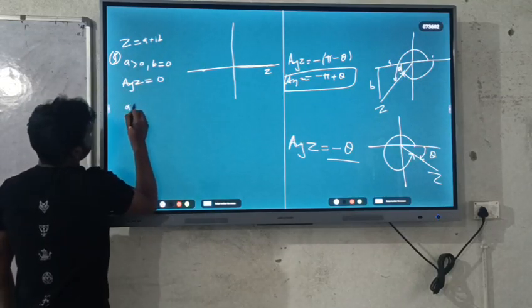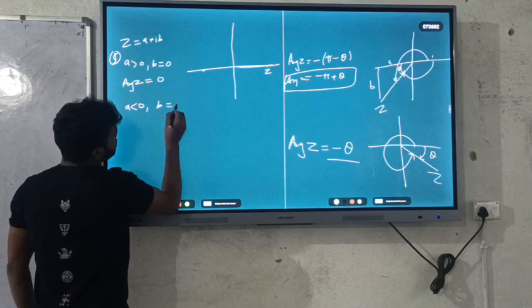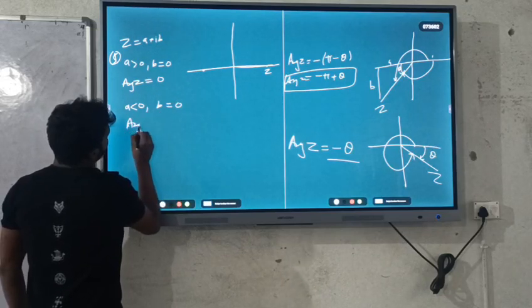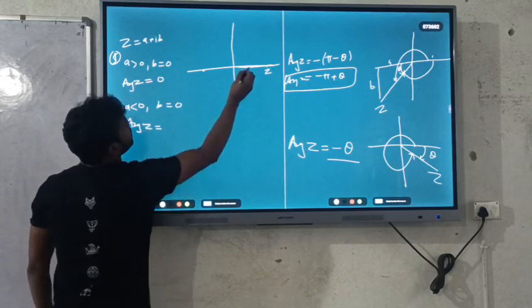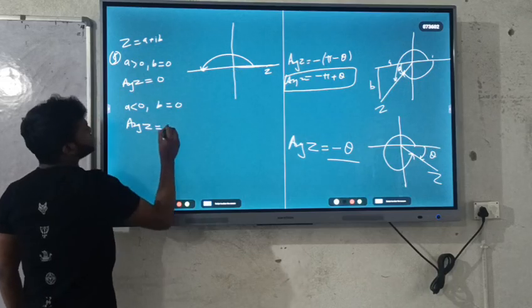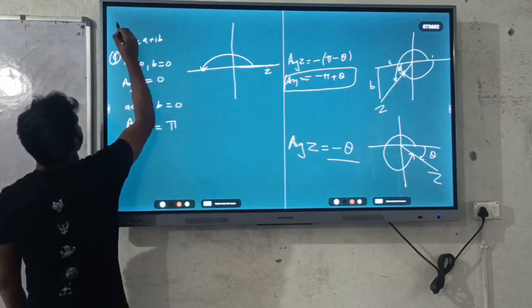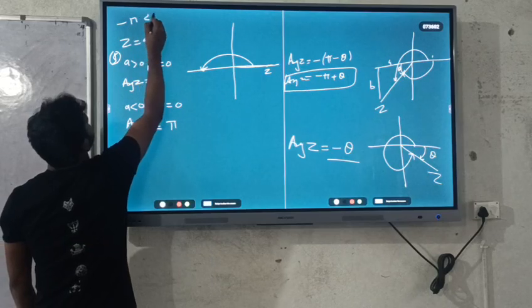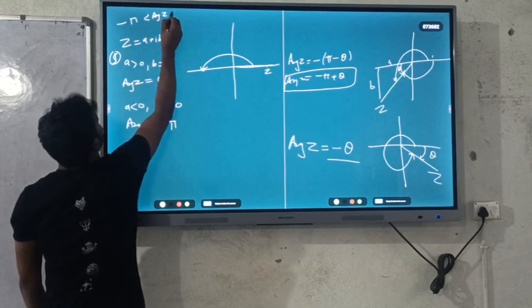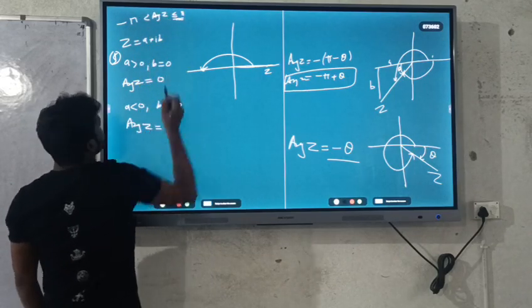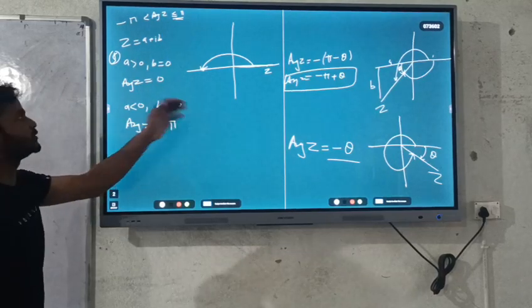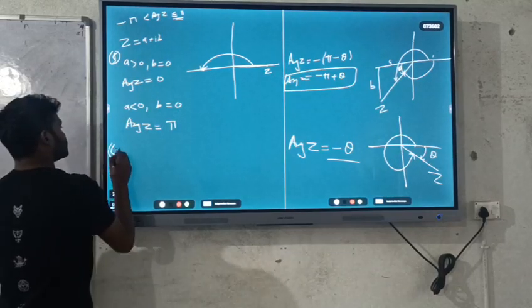What if it lies here? So in this one, A is negative, B is equal to 0. So here the argument of z is equal to this angle, that is pi. We know the concept that the argument value lies between minus pi to pi, with equality at pi. So we can take the pi value for the principal argument.